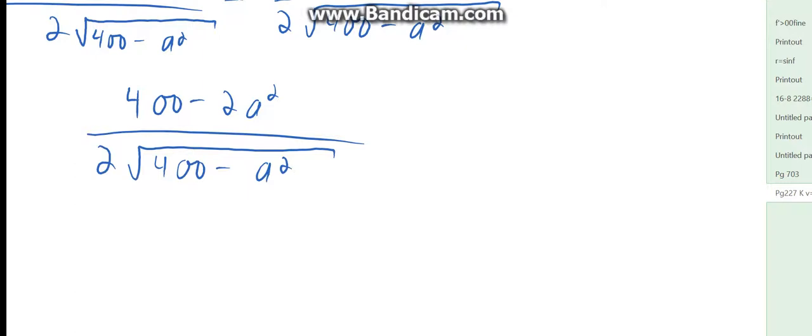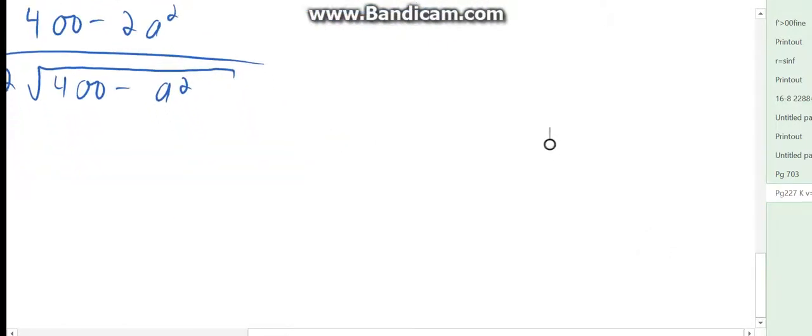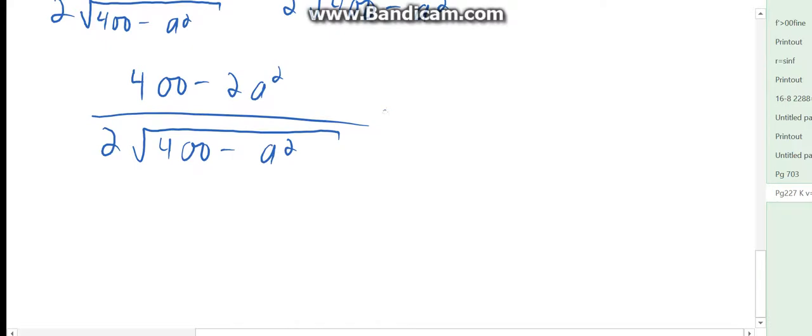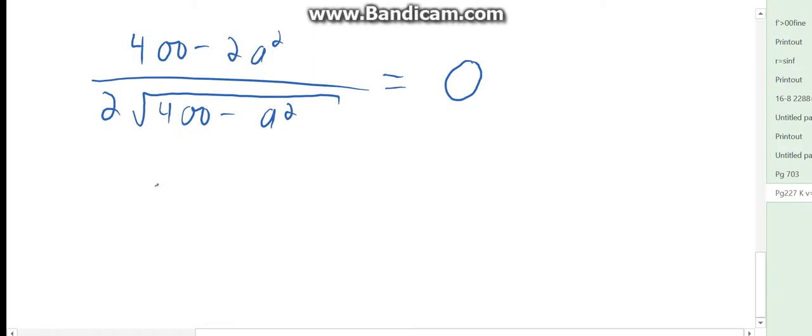We need to know where the numerator is 0, where the denominator is 0. So this is going to equal 0 when the numerator is 0, which is going to happen when A squared is 200, which means A is the square root of 200. Okay with that? And that's the same thing as 10 root 2.